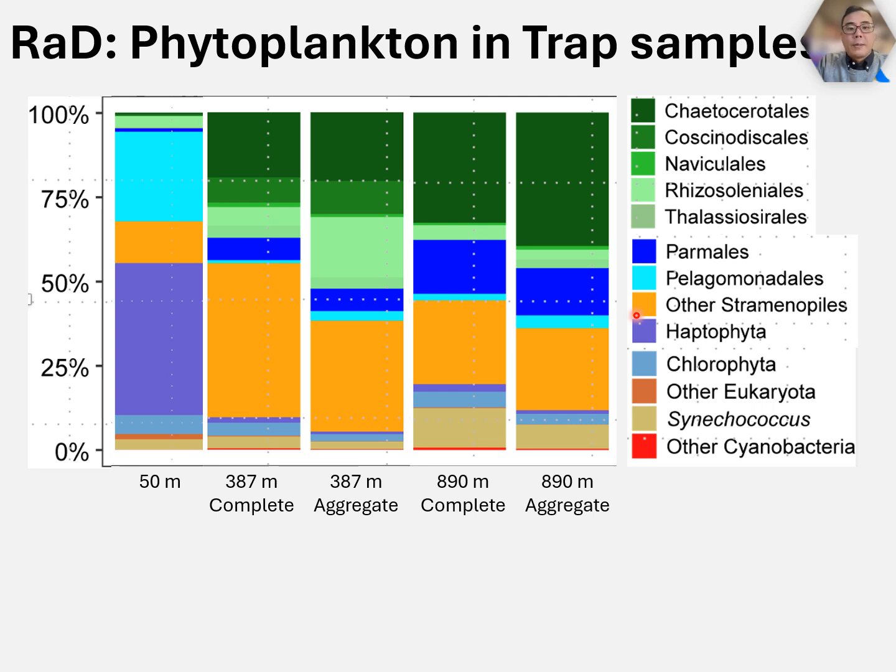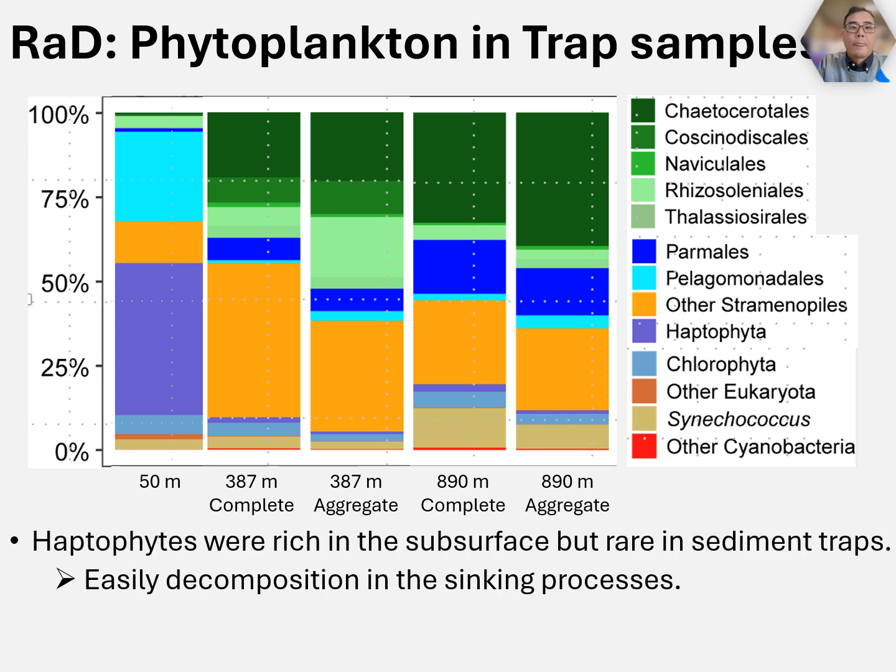At 50 meter depth, we can see that haptophytes, shown in purple, were dominant. On the other hand, in the sediment trap samples, the contribution of haptophytes is very small at both 400 and 900 meter depths. So we consider that haptophytes are easily decomposed during the sinking process, and this group does not directly contribute to the POC flux.